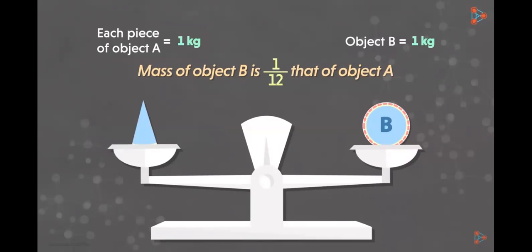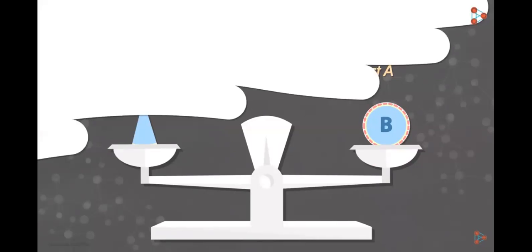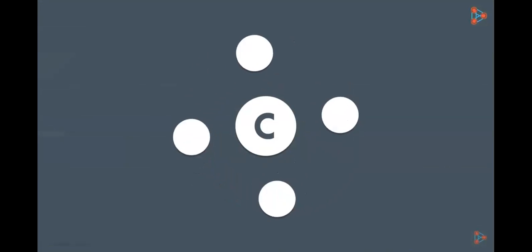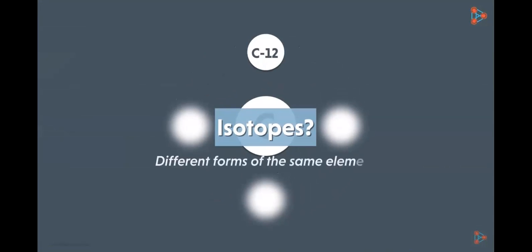Since we cannot directly calculate the mass of an atom, we usually calculate it with respect to the mass of a carbon atom. We take carbon-12 as our standard. Wait, what is carbon-12? What does it mean? The element carbon has many isotopes and carbon-12 is one among them. And do we know what isotopes are? Well, for now, we need to understand that they are different forms of the same element.